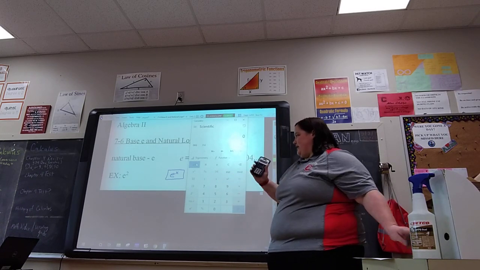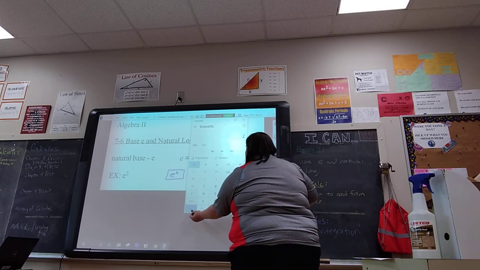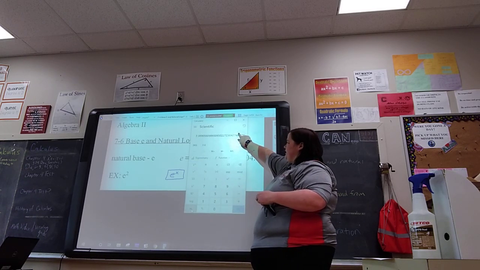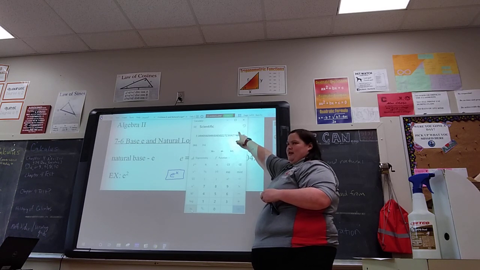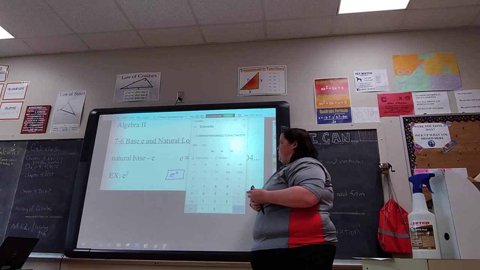Up here I actually have to hit the exponent first, so then e to the second, hit 2, and then I hit my e button. But ultimately every calculator's format is going to look like this. E and then a little exponent symbol, and then type the exponent. So e to the second power is 7.389.